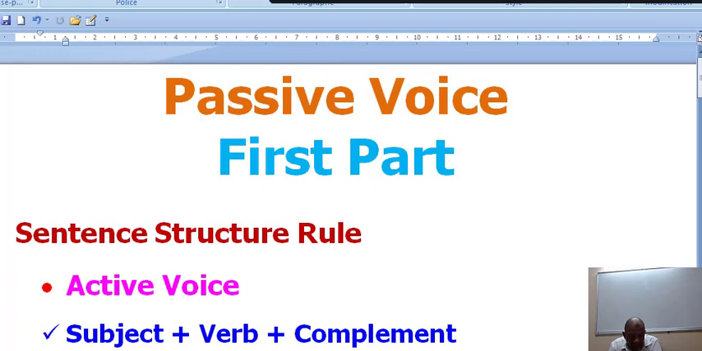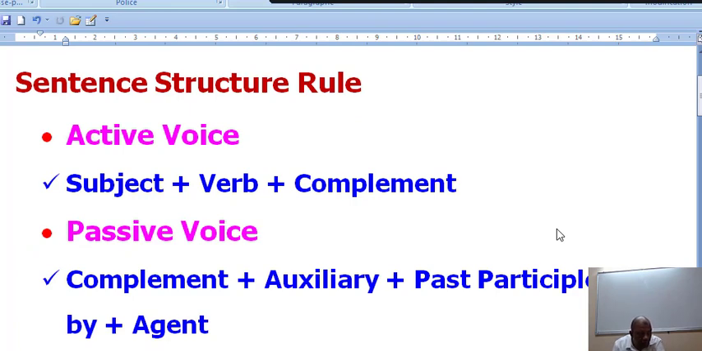When we speak about the active voice, all the time we have subject plus verb plus complement. This is the order of the three elements that we should find in a sentence. When we want to turn it into passive, the complement becomes number one. And here I focus on the verb, which means I try to check the tense of the verb.